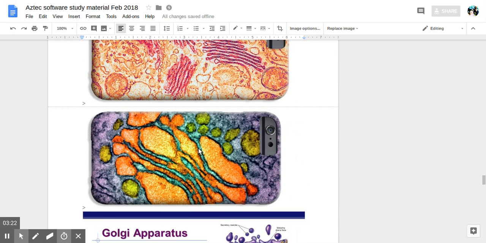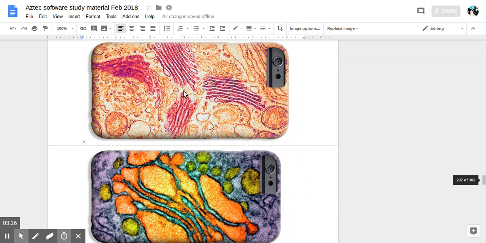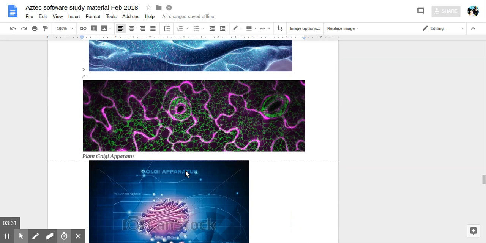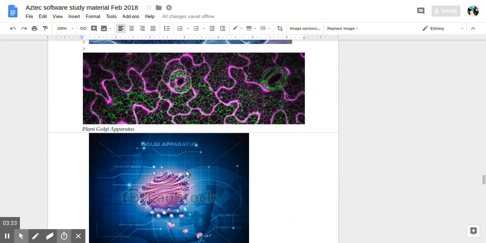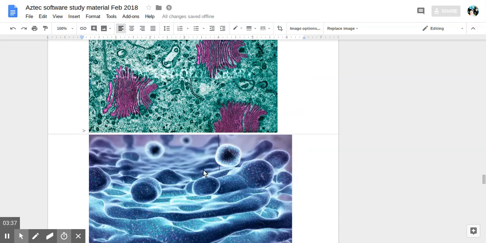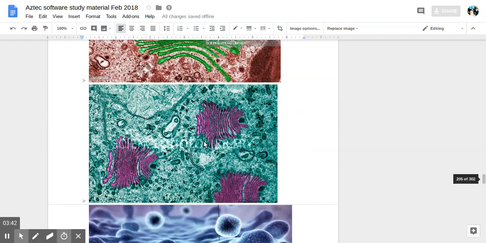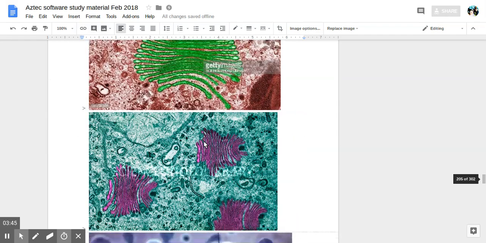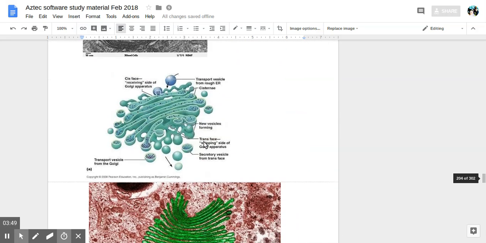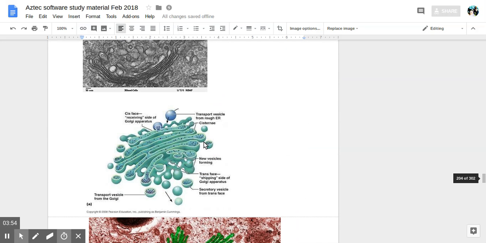These are showing all the folds and micrographs with the stacks of Golgi and the surrounding membranes of the ER and the vesicles, etc. So the vesicles budding off here, the stacks again shown here, Golgi. So processing occurs within these stacks.